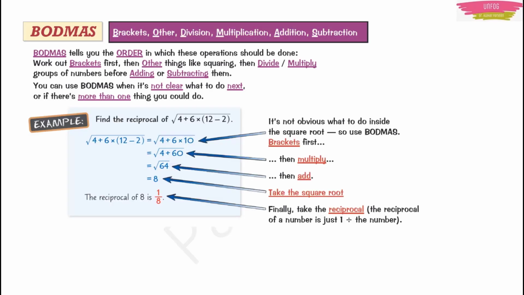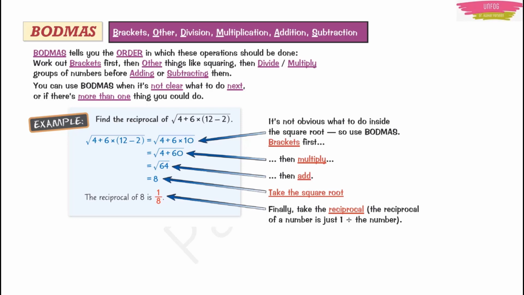For example, if a question is like this: find the reciprocal of square root of 4 plus 6 into within brackets 12 minus 2. Here what you do? First you remove the brackets. To remove the brackets, you have to do the operation between 12 and 2. It is subtraction. 12 minus 2 is 10. Now you write 10 and remove the brackets.